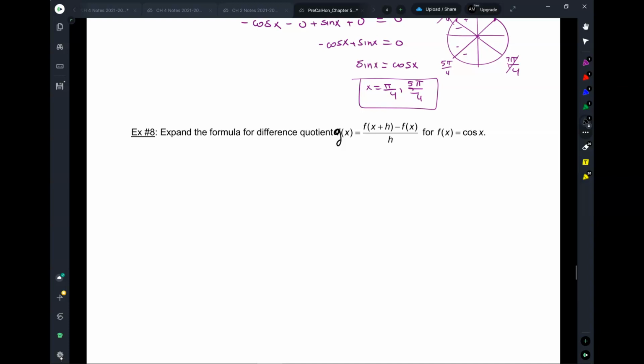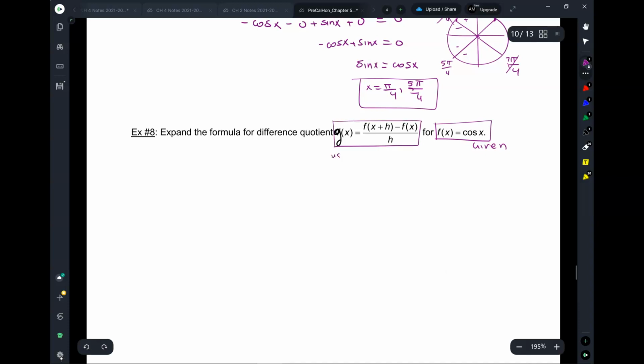Right. So here's what this is saying. This is given. We're going to use that to build this. Use f of x to build this. Who are the key players in what we're building? I have an f of x. What's f of x? Cosine x.